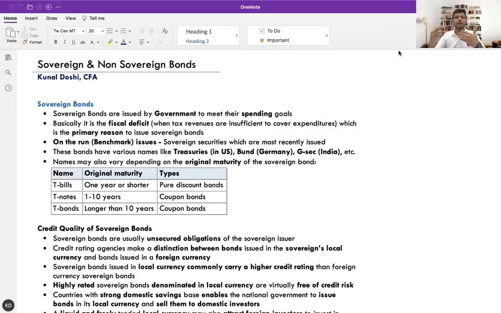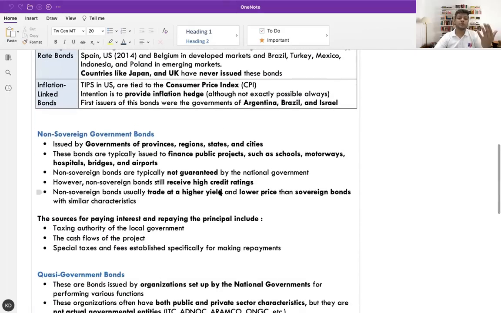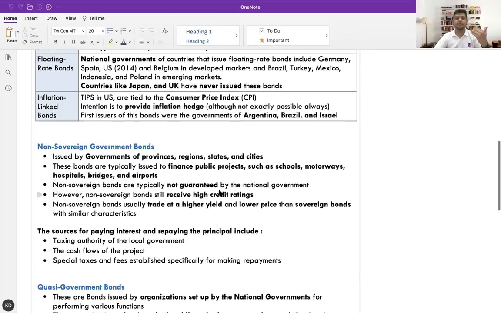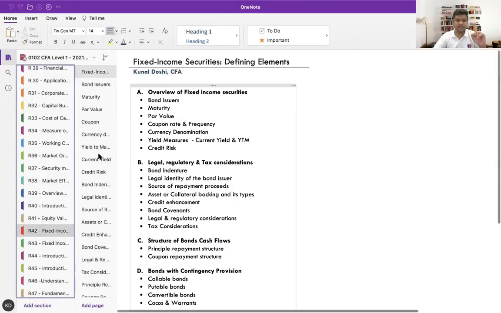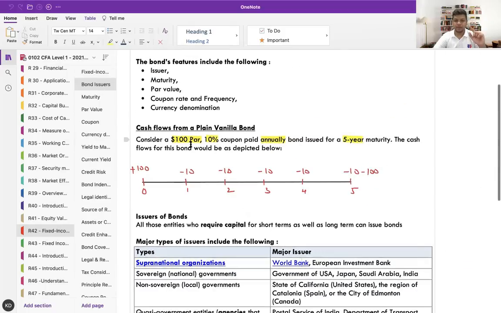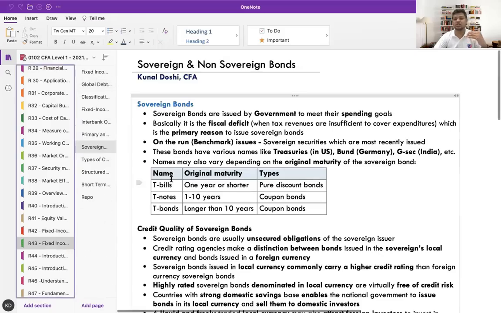And then there are non-sovereign bonds, which can be like the quasi-government bonds, or the bonds which are issued by the state or by the county, and so on, right? Apart from this, we will also discuss the bonds which are issued by supranational organizations. Are you aware about this, right? We discussed that in the previous reading in the part on issuer. I'll just recollect everything. Supranational, sovereign, non-sovereign, and quasi-government. So these are the four major types of bonds apart from the corporate bonds. That's what our discussion here is.